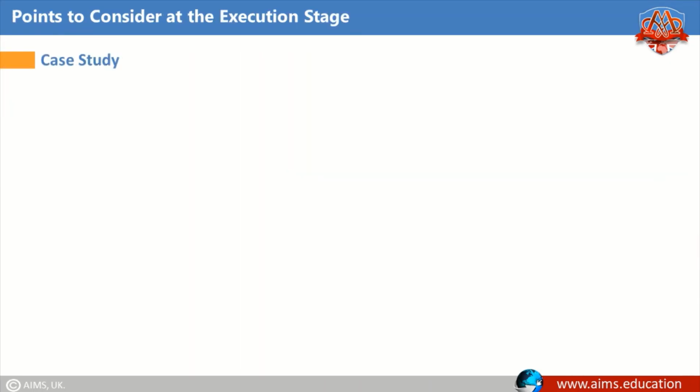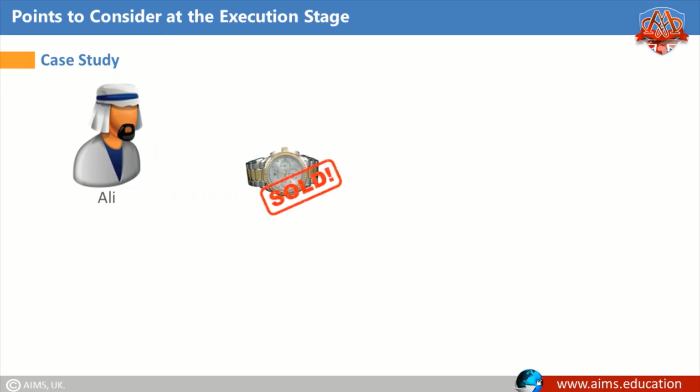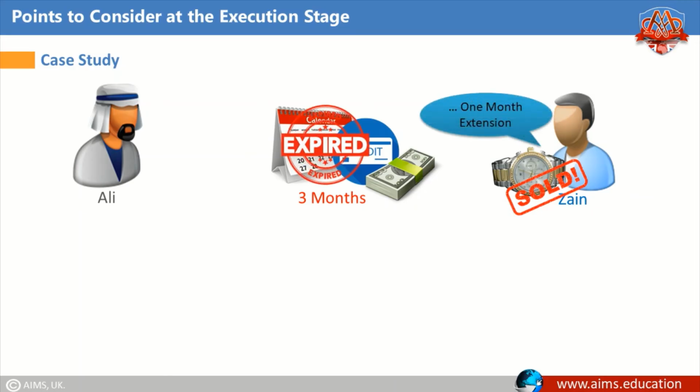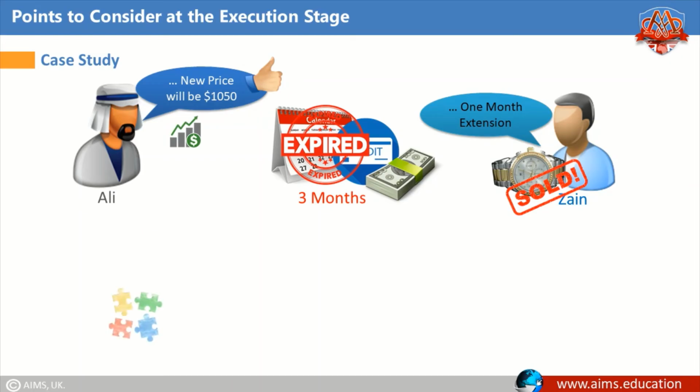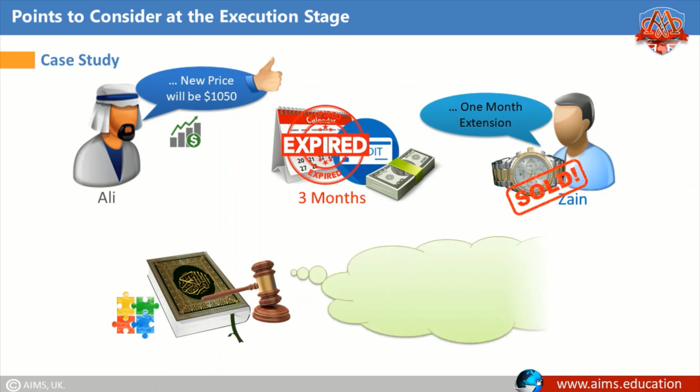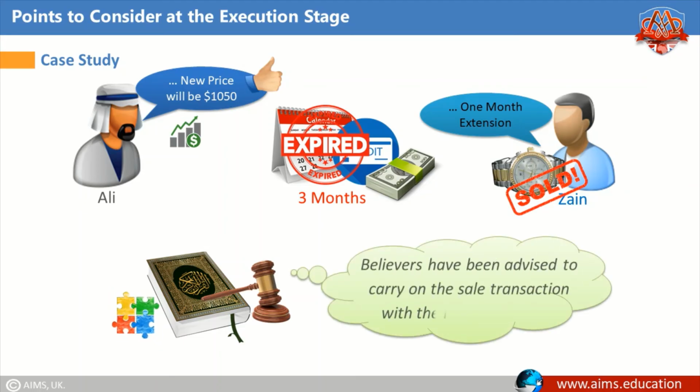Case study. Ali sold a watch to Zain for $1,000 on 3 months credit. At the expiry of the credit time, Zain requested 1 month extension. The extension was granted by Ali with the condition that the new price will be $1,050 as its market price has increased. This argument seems logical, and it seems to be according to the Quranic order, where believers have been advised to carry on the sale transaction with mutual consent.